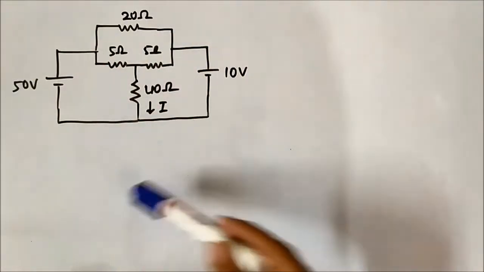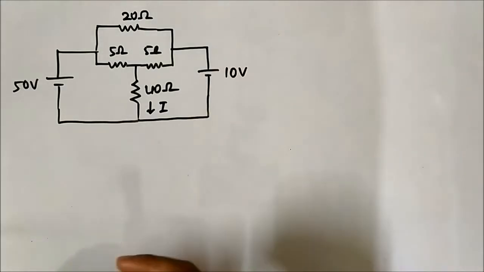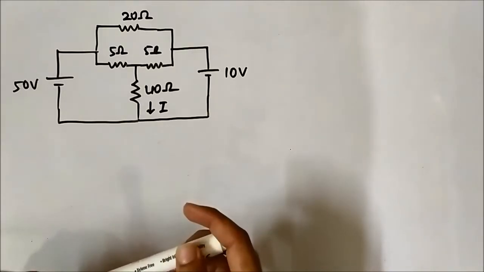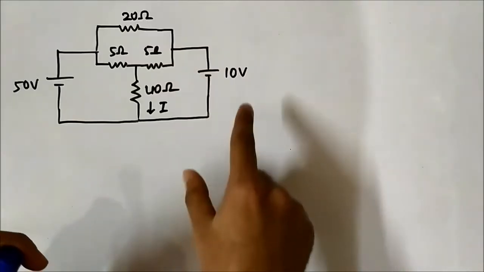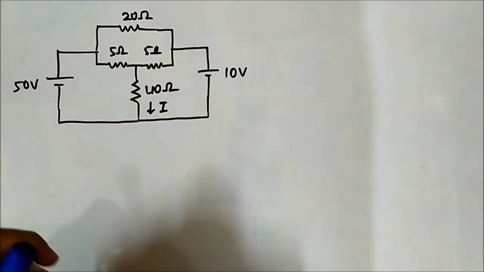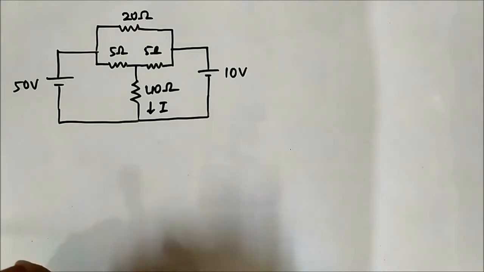So we have this circuit and we have to determine this current I. Okay, so we have to apply superposition theorem. As you can see, this circuit consists of two DC voltage sources, 50 volt on the left, 10 volt on the extreme right. So we have to do it in two steps.